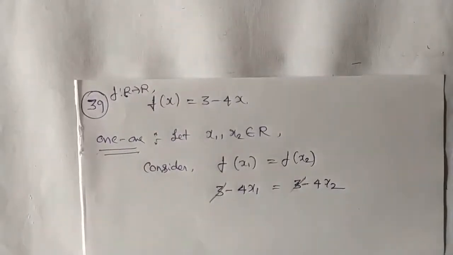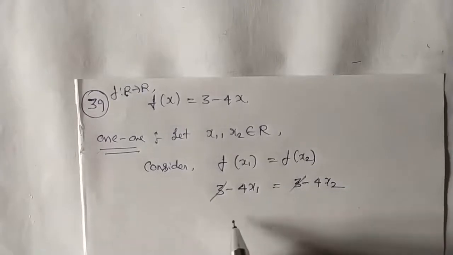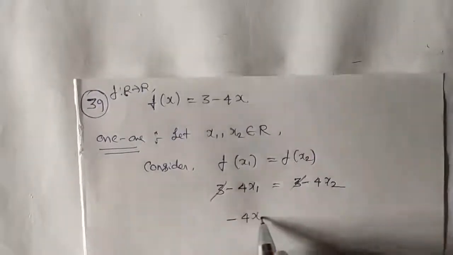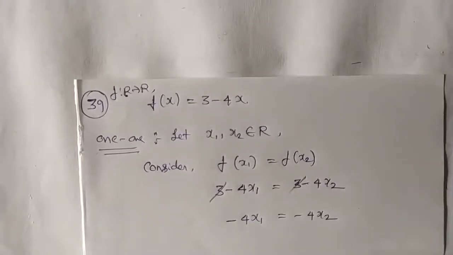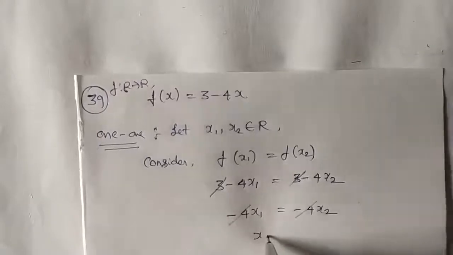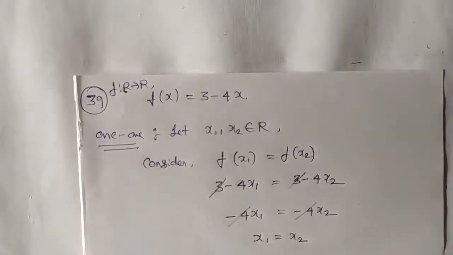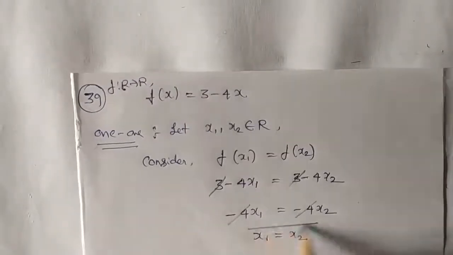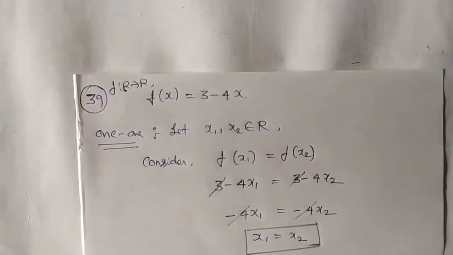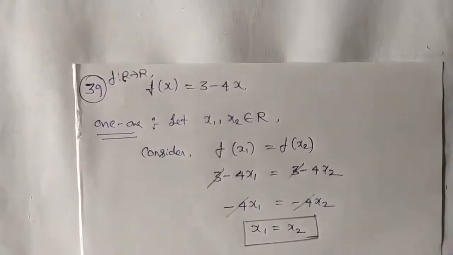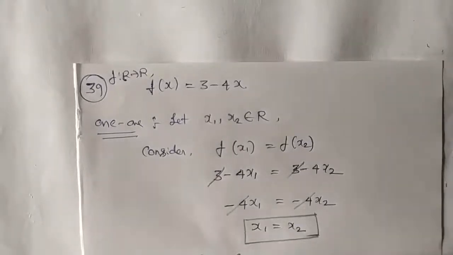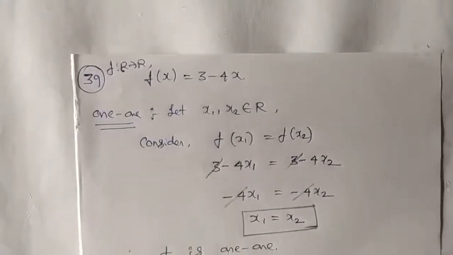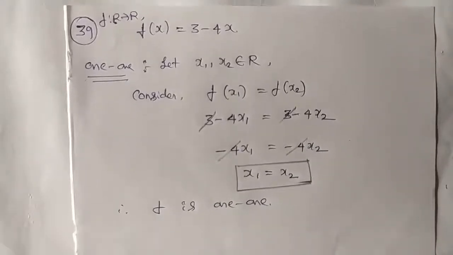Plus 3, right hand side 3 and left hand side 3 will get cancelled. Minus 4x1 equals minus 4x2. So minus 4 will get cancelled again. Finally we will get x1 equals x2. Therefore, the given function f is one-one.